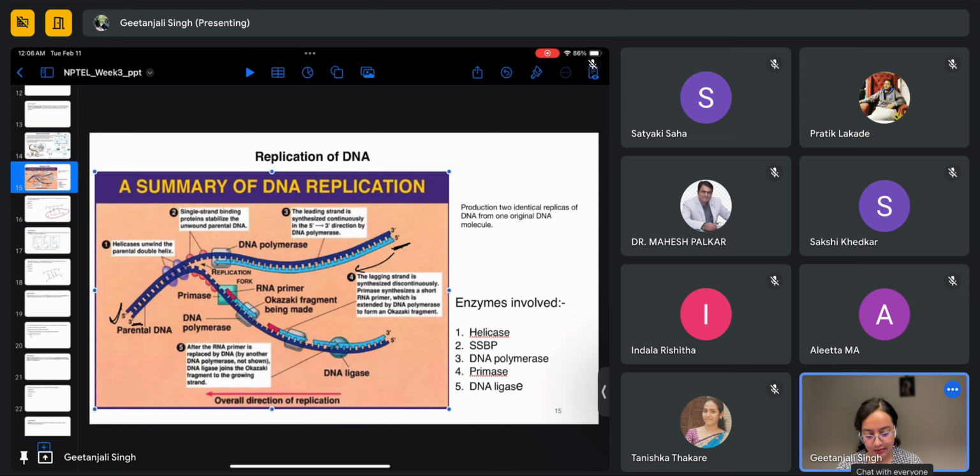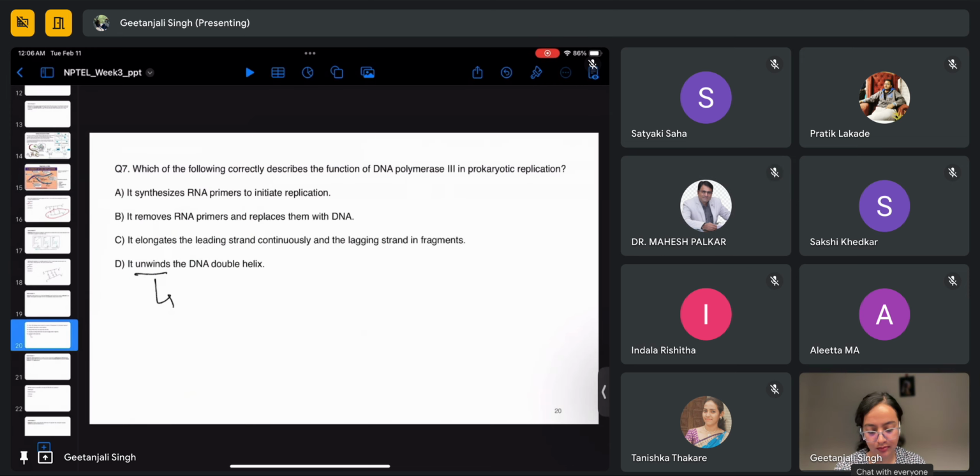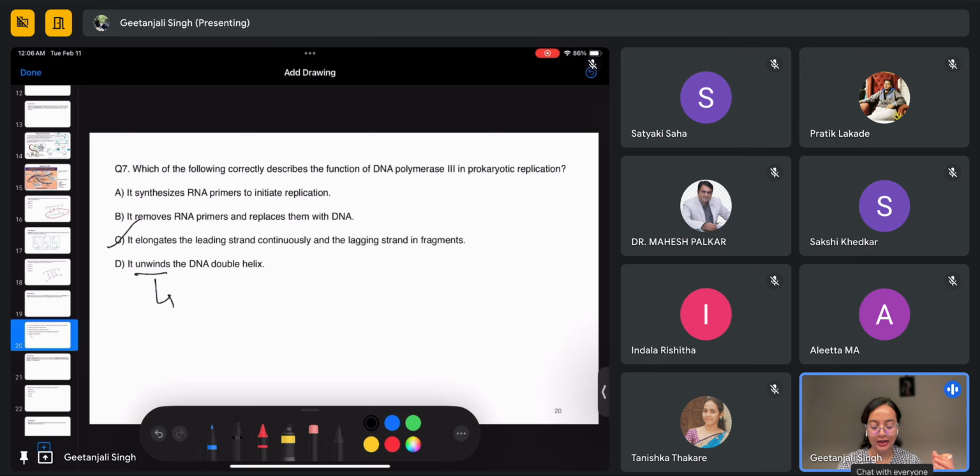So you can see, yeah, sorry. Yeah, and it does not read because that's one reason, and also it's a very energy expensive process, and it puts all its energy. Yeah, exactly, you're right, that's the correct answer. So the correct answer here is C. It elongates the leading strand continuously and the lagging strand in fragments, like in Okazaki fragments.